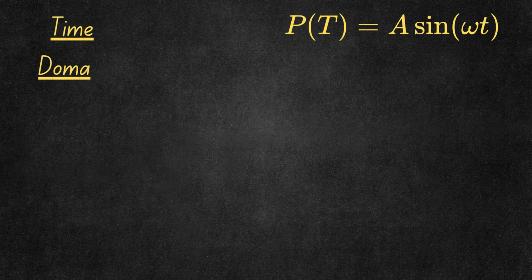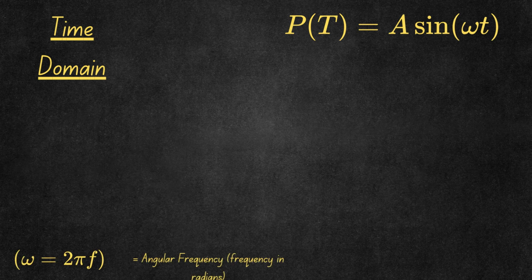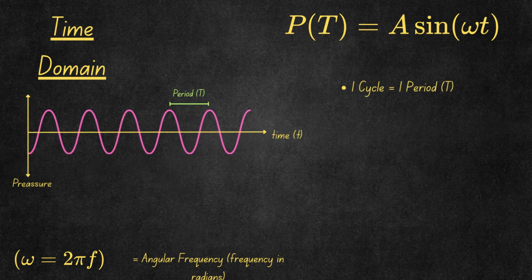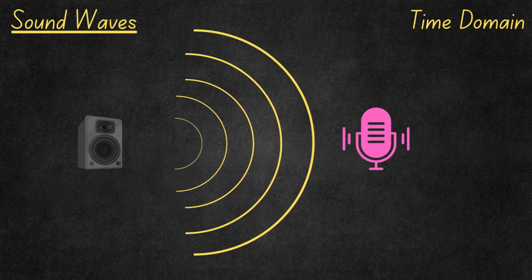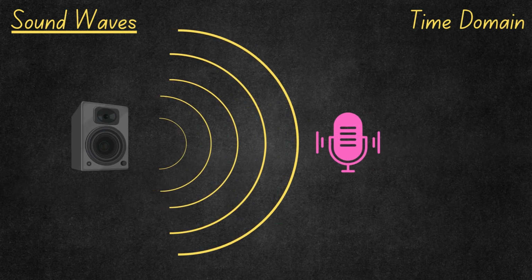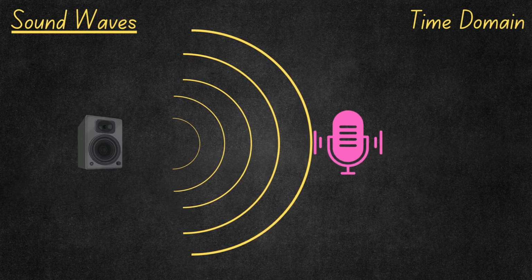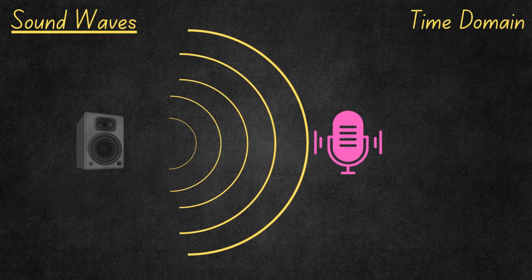The following equation can be used to describe how waves cause pressure fluctuations over time at a fixed point in space. One cycle of the wave measured between peaks is called one period. We can calculate the frequency in hertz from the period using the formula 1 divided by T. The angular frequency is the frequency in radians and can be calculated using the formula 2πf. To visualize this, imagine a speaker emitting sound and a microphone at a fixed position from the speaker. The microphone captures the pressure changes at that fixed position over time.